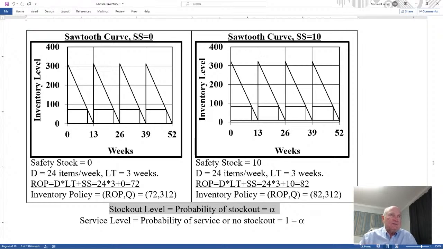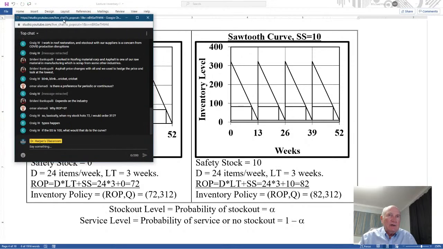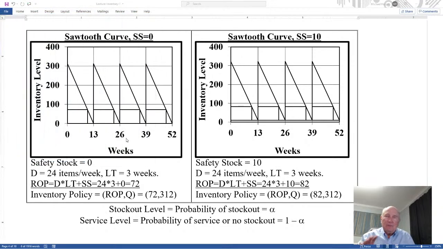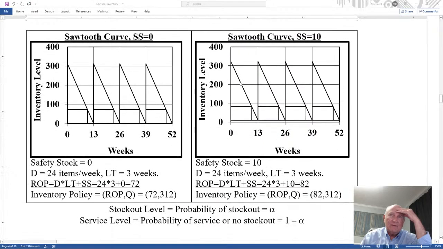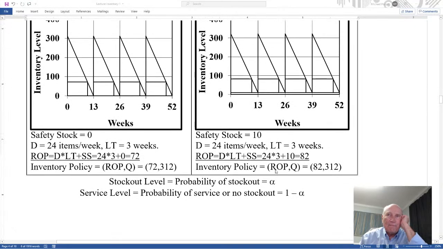Greg, if the safety stock is 100, what would that do to the curve? It would just move it up. It would move it all the way up to 100. In other words, this line right here, which is 10, this line will be up here at 100. And this will be up here at 412. Okay? To shift everything up.